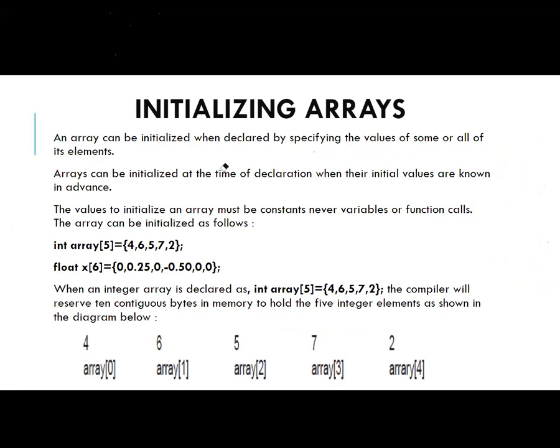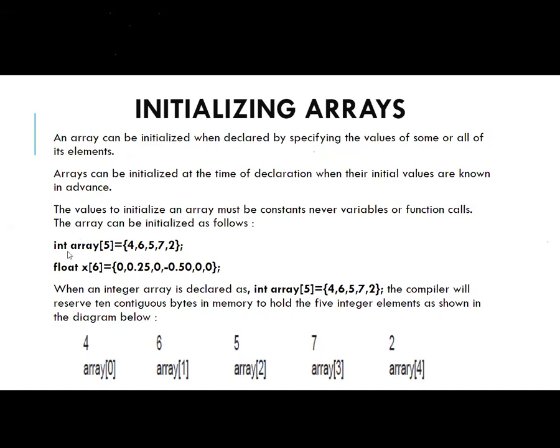The next is initialization of an array. You can initialize your array at the time of declaration or later on also. An array can be initialized when it is declared by giving some values, where the initial values are known in advance. If you are doing it at the time of declaration, then you know the values of the array, but when you are doing it at runtime, you do not know the values of the array.